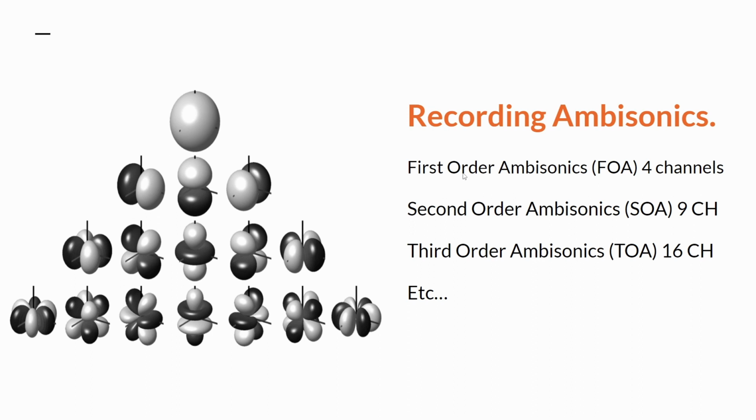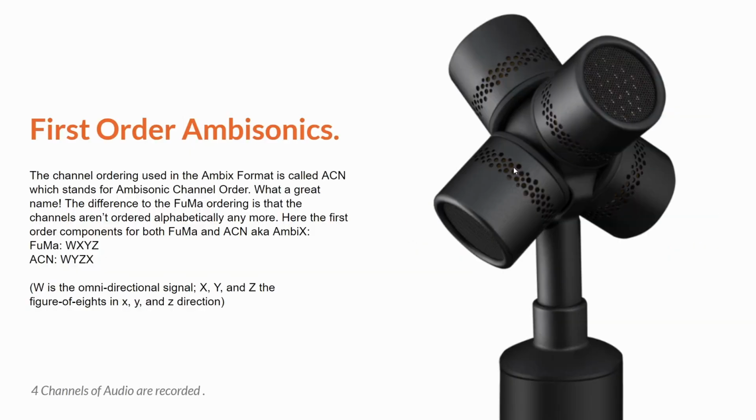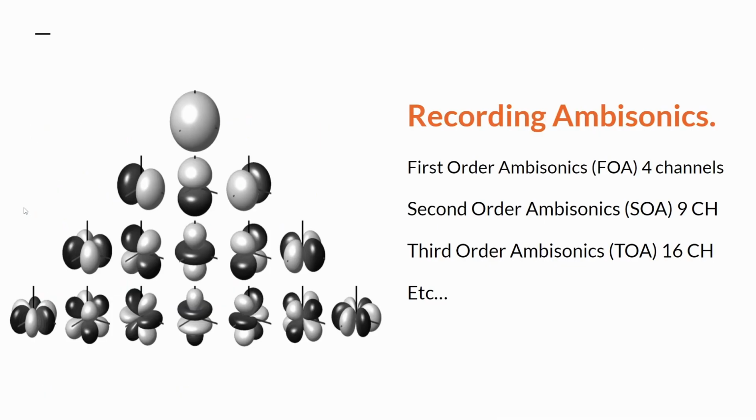Then to record first order ambisonics, or FOA, you need 4 channels. So essentially you've got one figure of 8 mic pointing to the left and the right, one figure of 8 mic pointing to the top and the bottom, and one figure of 8 mic pointing forward and backwards. And these are called your X, Y, and Z channels. And so when you combine those 4 channels, so the top 4 in the pyramid, you get the first order ambisonics. That's what the mic looks like.